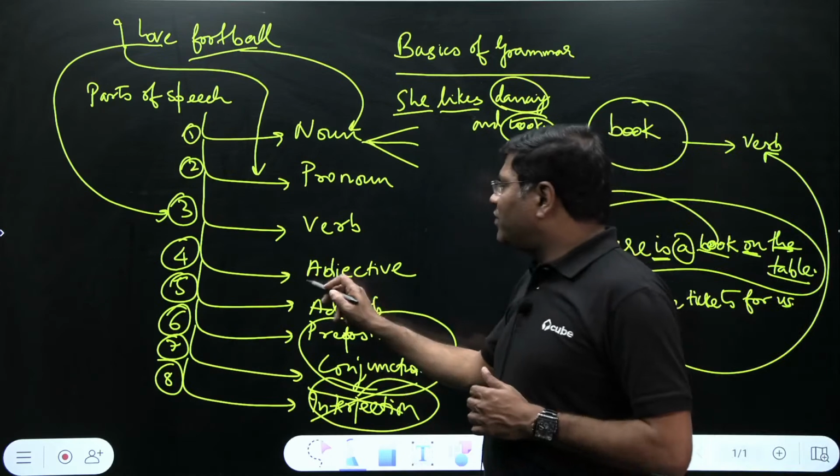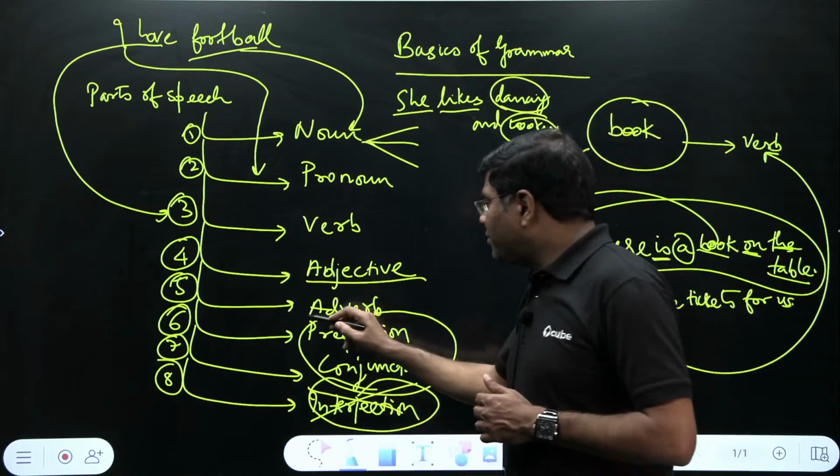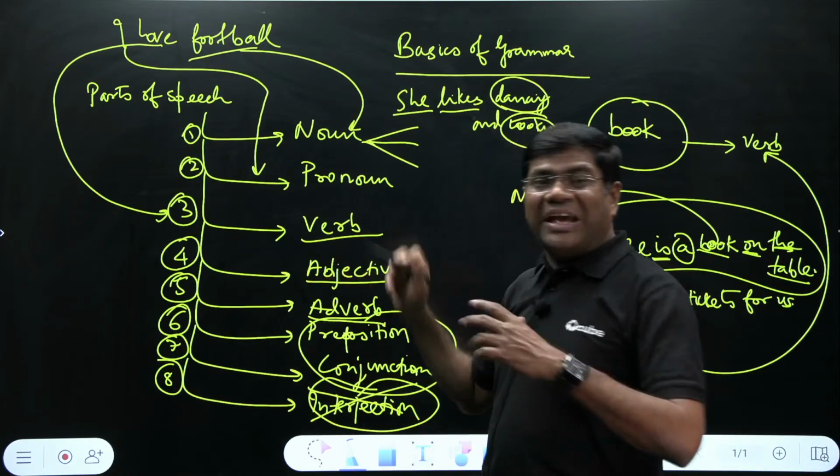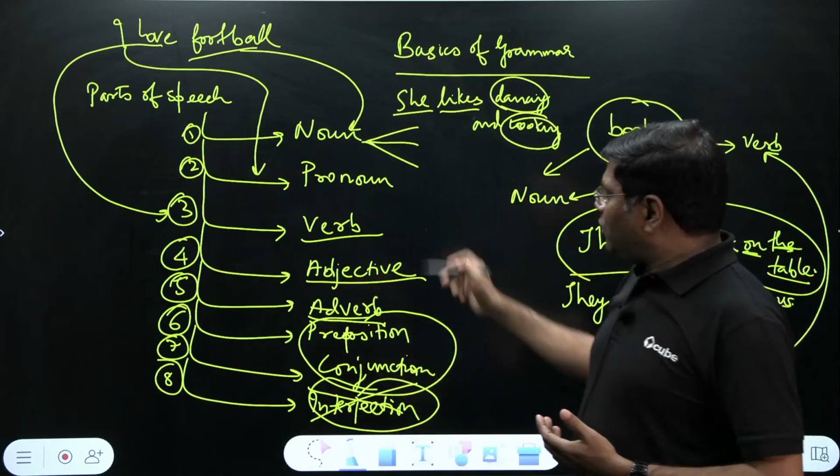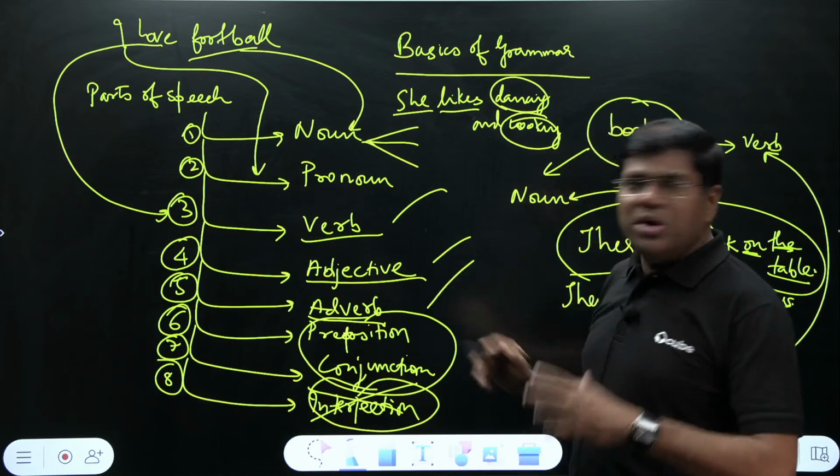We have a number of adjectives in the dictionary. We have a number of adverbs in the dictionary. Even the verbs are great in number. There are so many actions, so many subtle actions. So verbs, adjectives, adverbs, they are all in good number.